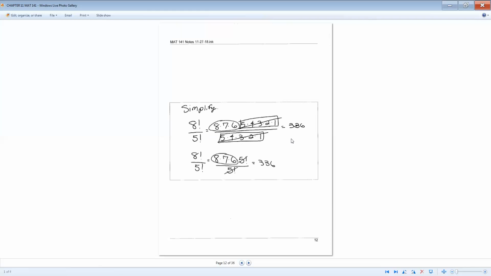Because let's say I had 100 factorial over 98 factorial, what I don't want to do is write out 100 times 99 times 98 times 97 all the way down to 1. So the short way of looking at it is recognizing that this 5 factorial on the bottom is inside of the 8 factorial, excuse me. So I just go ahead and cancel out 5, 4, 3, 2, 1 in that 5 factorial. And what I'm left with is 8, 7, 6. Multiply those together, you get 336.